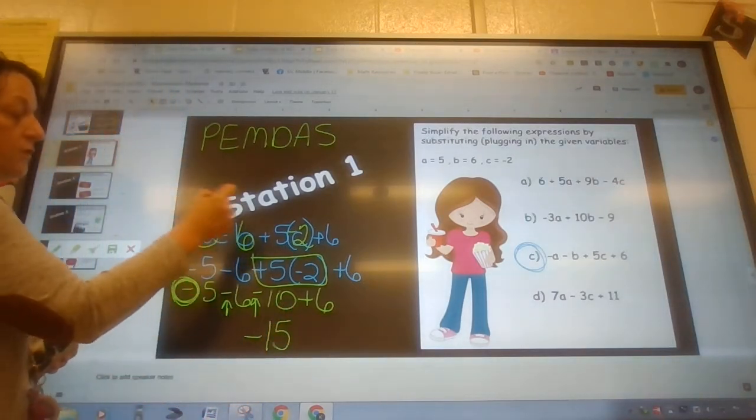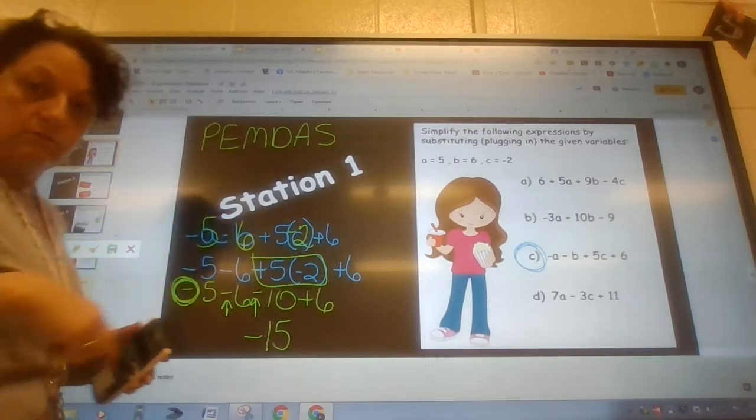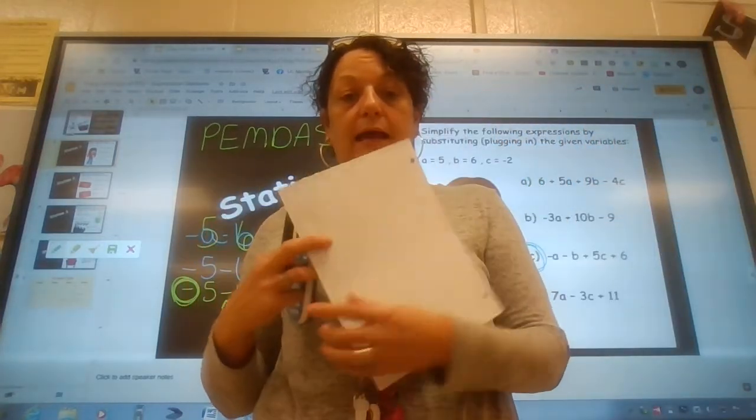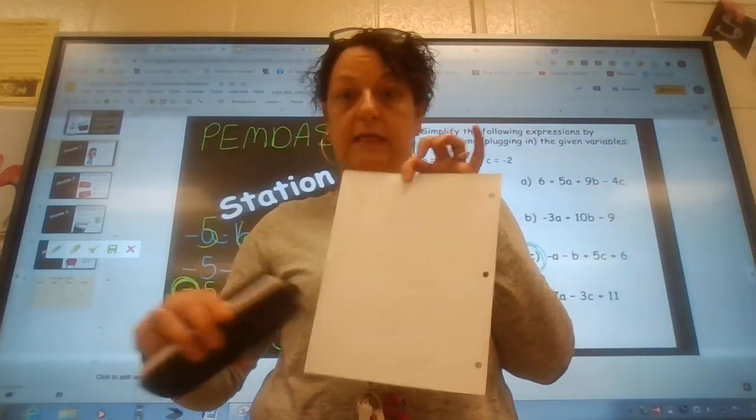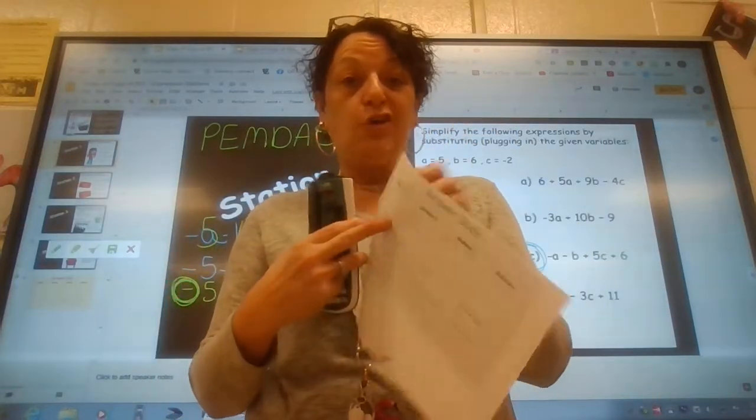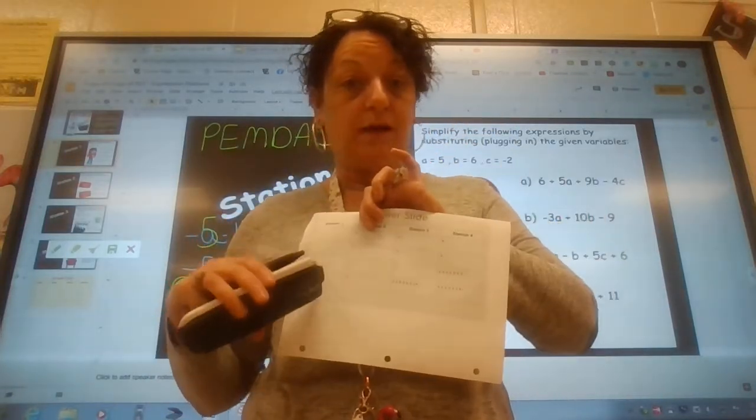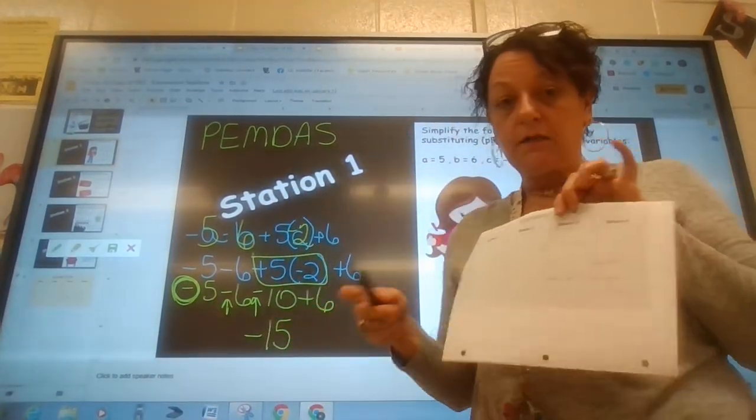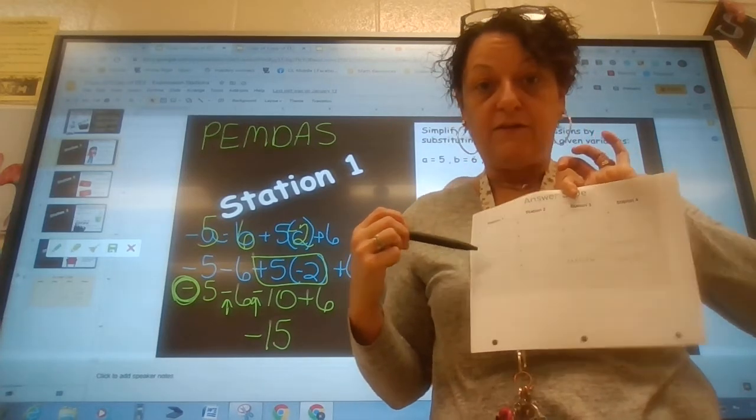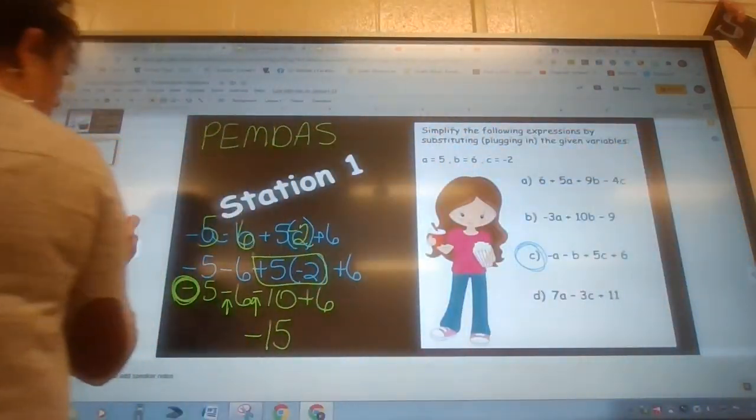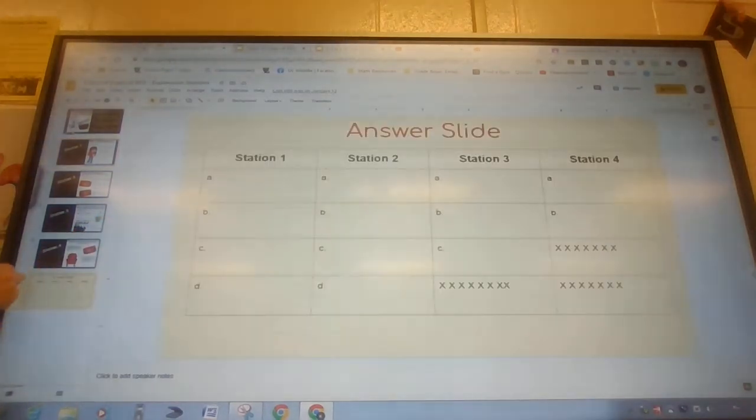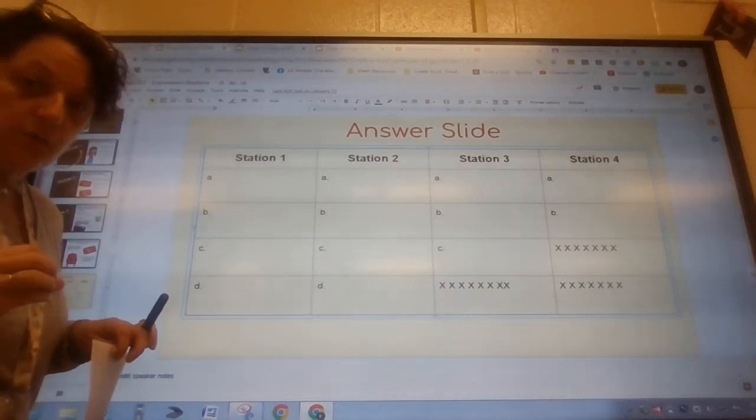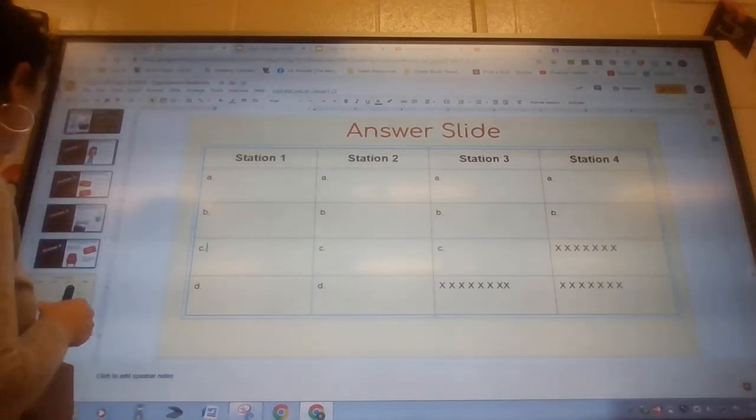Okay? Now, you got to put all of this work somewhere. You got to put it somewhere. You can come on the back and put station 1, A, B, C, D, or put it on another sheet of paper. You can squeeze it all into these boxes if you write small enough. Some of you don't write small enough to do that. But in this box, for C, you're going to put a -15. And then you're going to come down here to the answer slide and type in a because that's where I'm going to be checking your work.